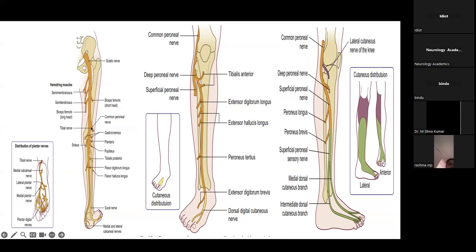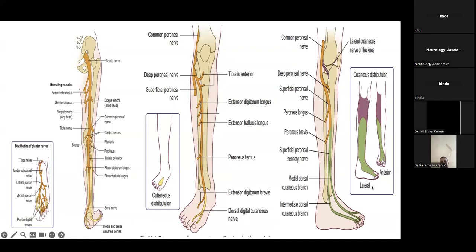Then the common peroneal nerve, after dividing, changes its course anteriorly and supplies the muscles in the anterior compartment of the leg. Before that, it divides into the superficial peroneal nerve and deep peroneal nerve. Here, the deep peroneal nerve mainly supplies the deep muscles of the anterior compartment: tibialis anterior, extensor digitorum longus, extensor hallucis longus, and peroneus tertius. The superficial peroneal nerve supplies peroneus longus and brevis.